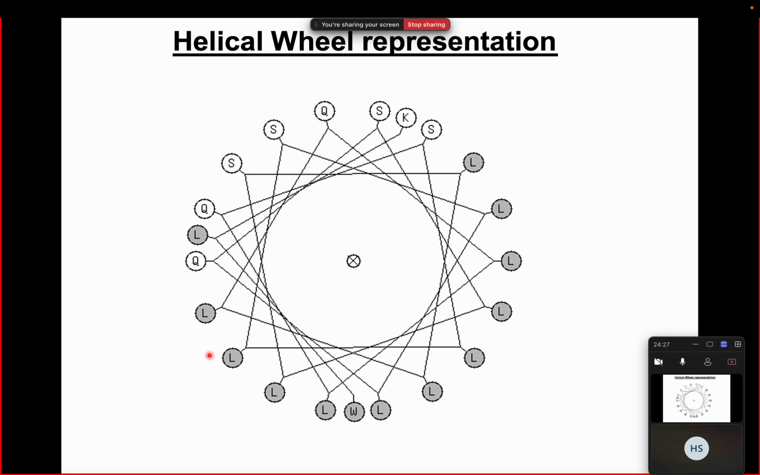When we look at the helical wheel representation, just imagine that you are looking at a helix or a spring from the top, right? When you look at it from the top, you can clearly project all the residues in one dimension. This is the axis of the helix and these are the residues around that helix. You can clearly see one side of the helix is hydrophobic and the other side is hydrophilic. Hence we can say that helices are amphipathic in nature, because one side is purely hydrophobic and the other side is purely hydrophilic.